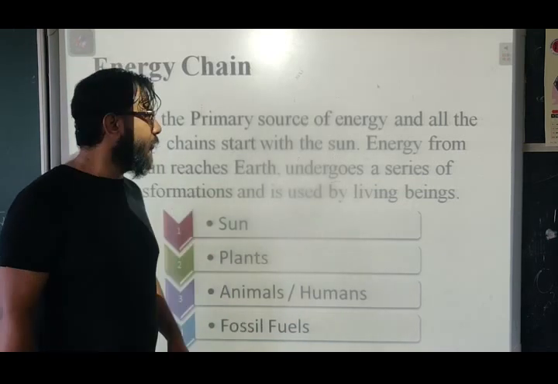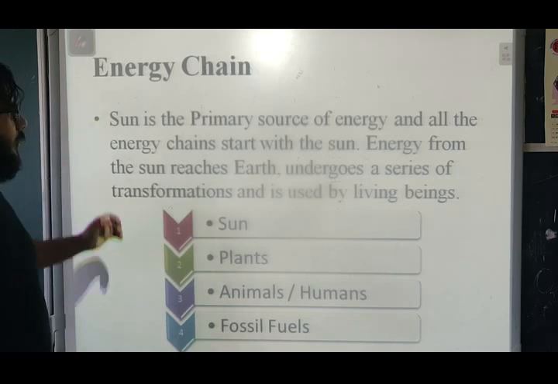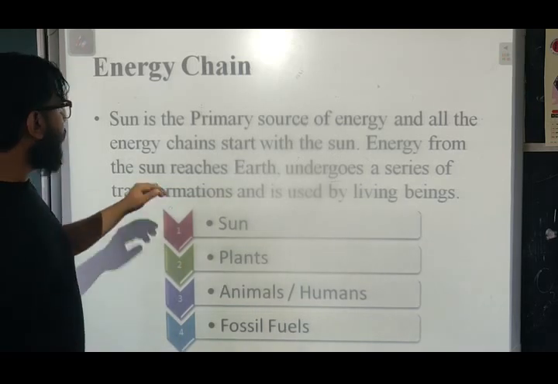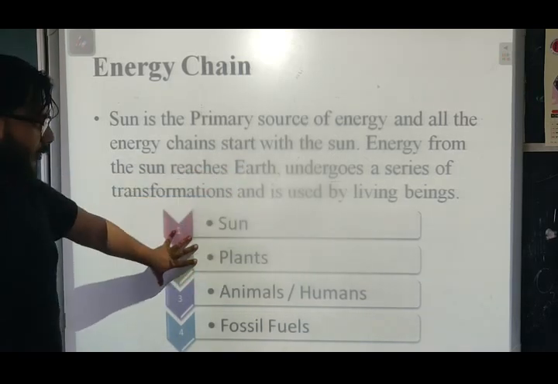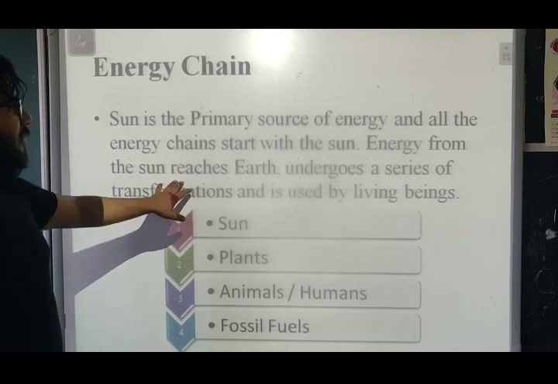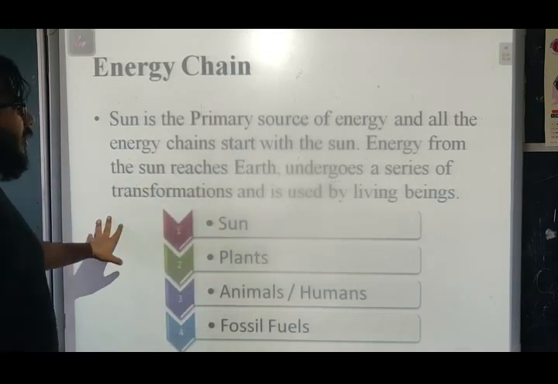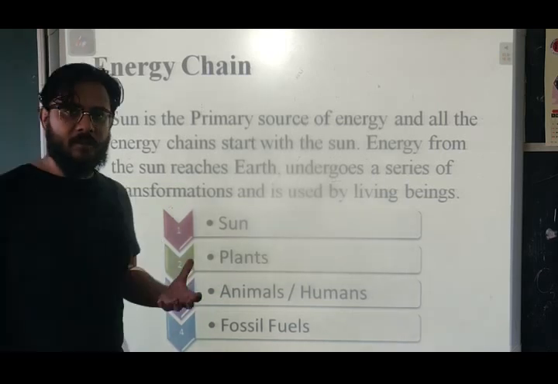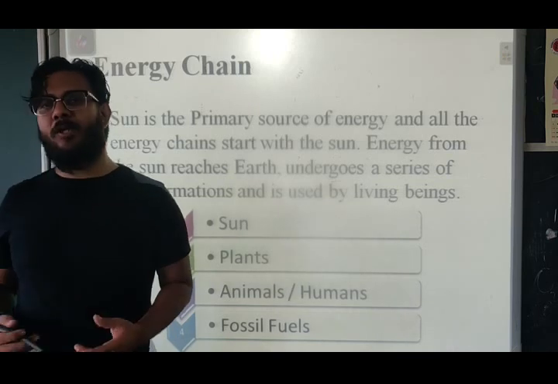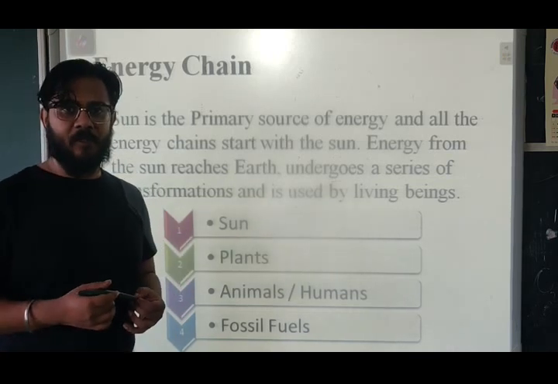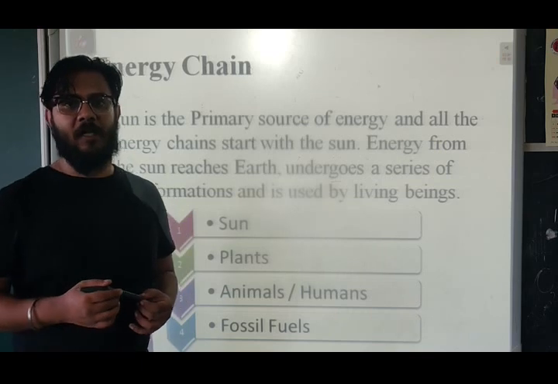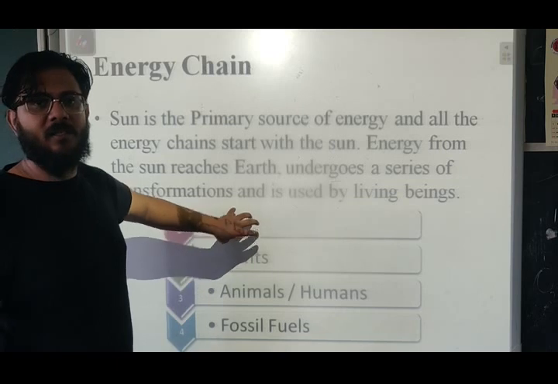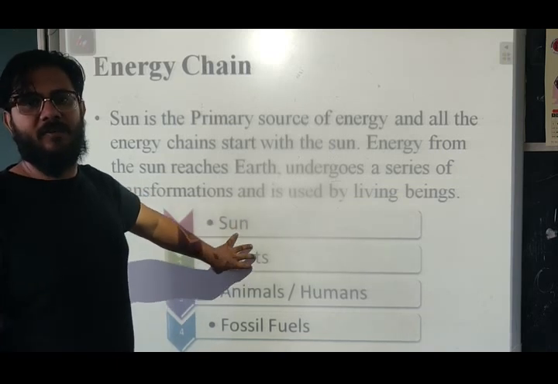Now, let's read this. Sun is the primary source of energy, and all the energy chains start with the sun. Energy from the sun reaches the earth, undergoes a series of transformations, and is used by living beings. We need the sun. It is our primary source of vitamin D. It makes life possible. How? Sun gives us food. Sun is the reason we have food. It is very, very important.